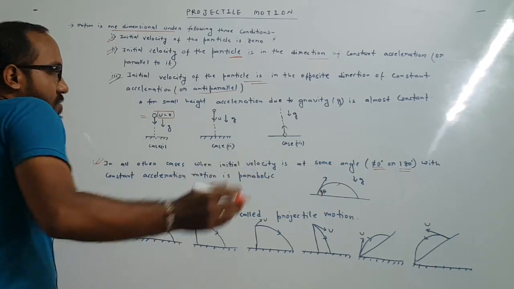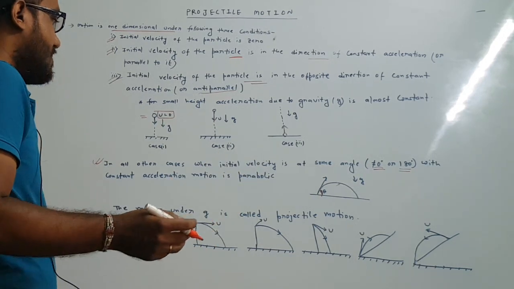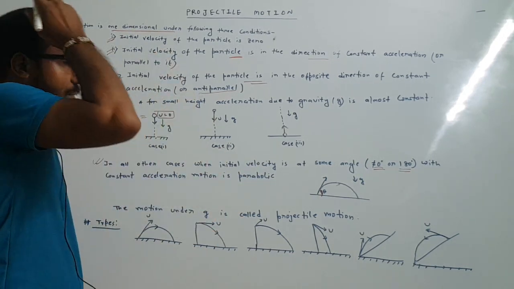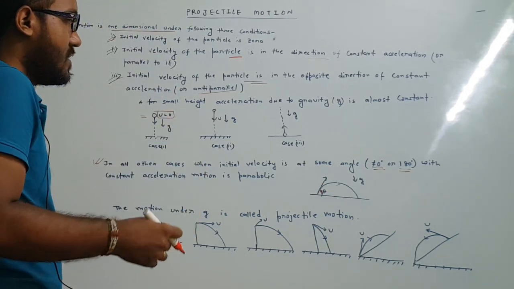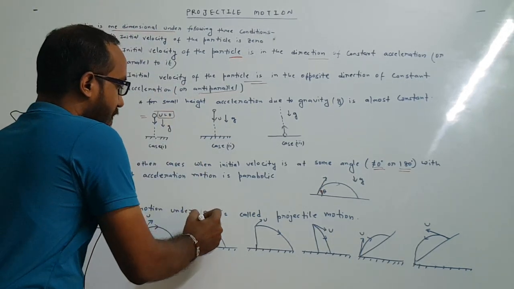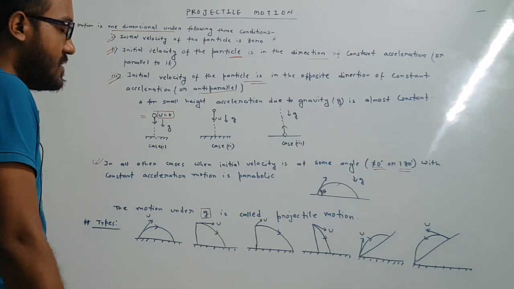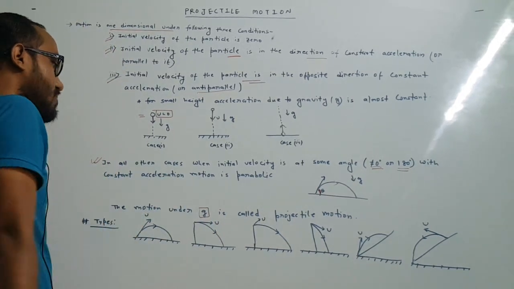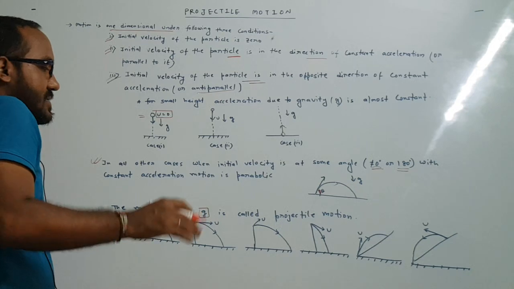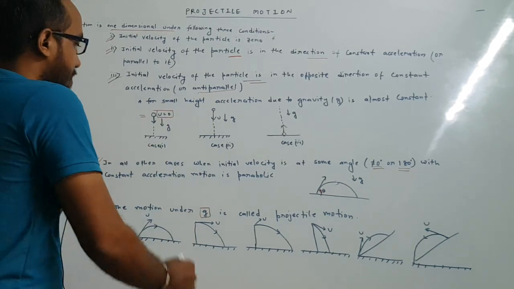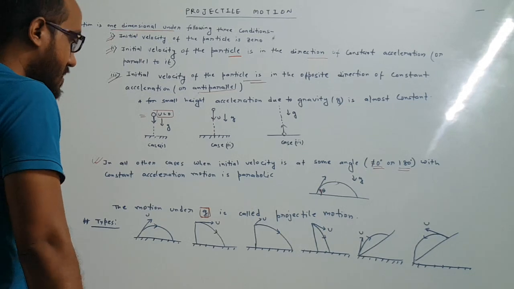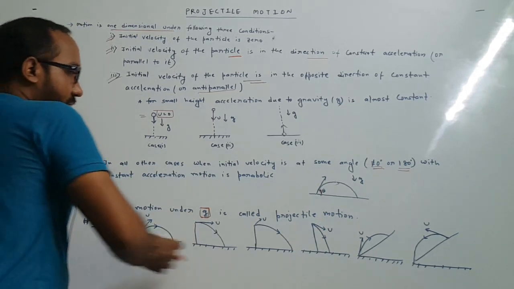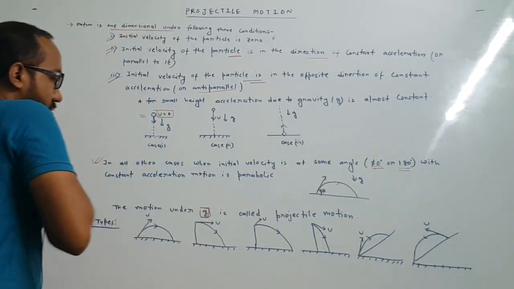Now see, in the gravitation chapter we learned that as we move upward or towards the center of the earth, the gravity will change. But in projectile motion, we will assume that the height is much less, so g is constant throughout, otherwise it is not possible to calculate projectile motion. There are different types of projectile motion, we will see.